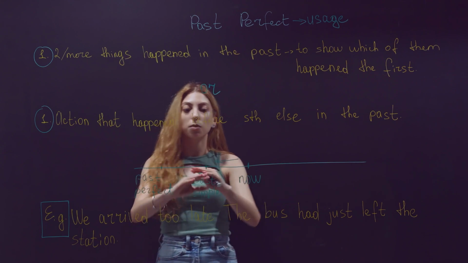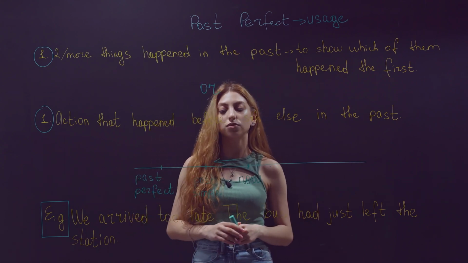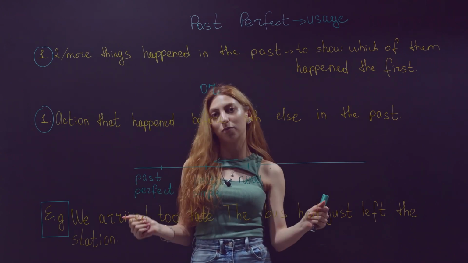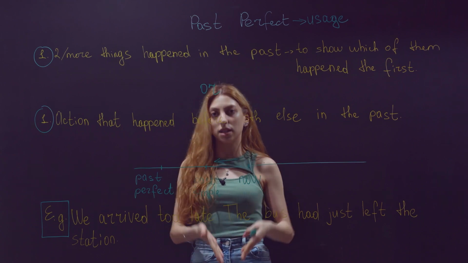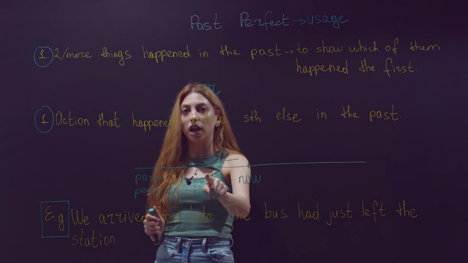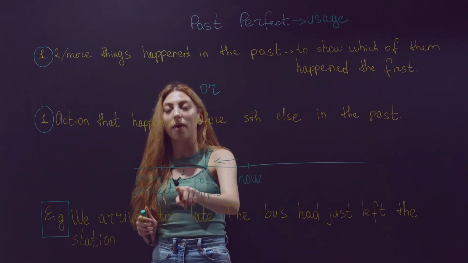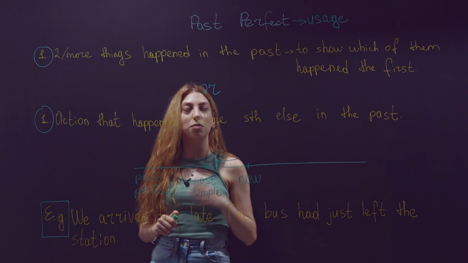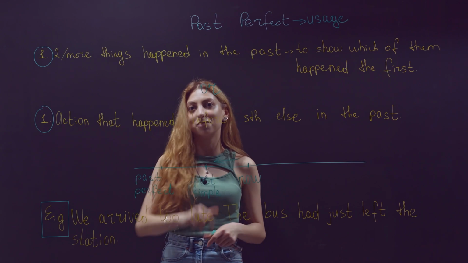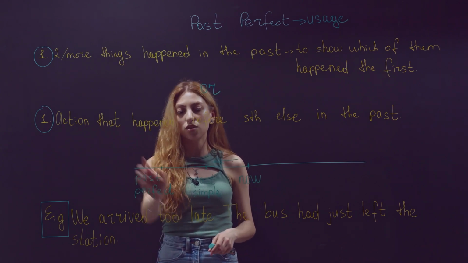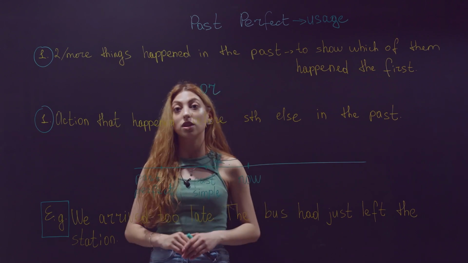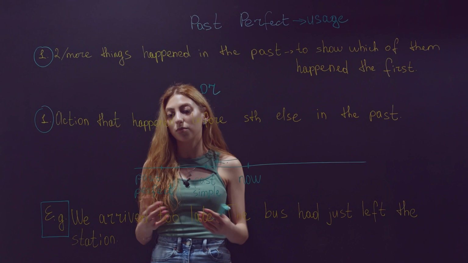Now let's pay attention to the timeline. This timeline can help you to understand this tense better. We have now. Then before now comes past simple. Before past simple comes past perfect. We also say that past perfect is the past of the past. So past perfect is the first action, and past simple is the second action in the past. Let's pay attention to an example, which can help us understand better.